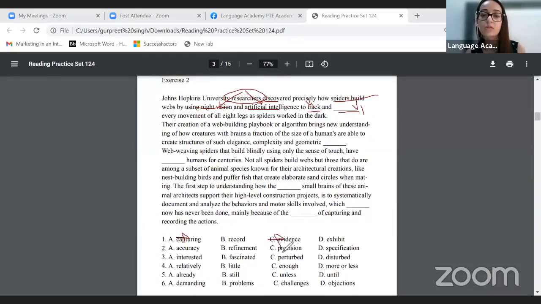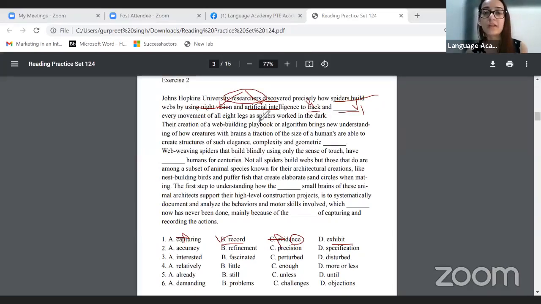Evidence is a noun. All the words that end with ence and ance are nouns. This thing we have covered in the grammar sessions. So record or show. The researchers track and they show every movement, or they record every movement. So artificial intelligence and night vision means cameras they are using. They're using it to record the things, not to show it. Exhibit means when you actually present and show in an exhibition kind of thing.